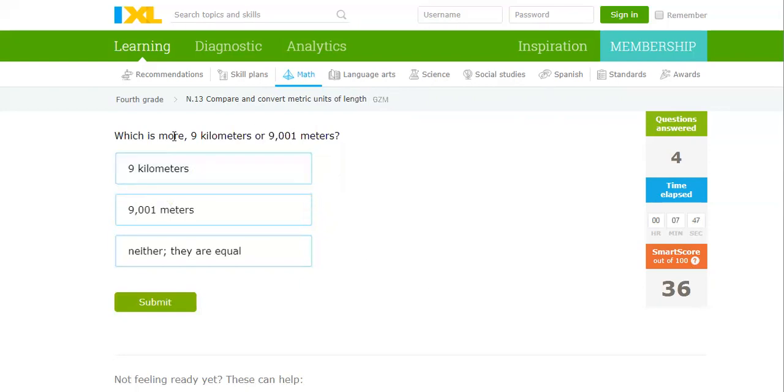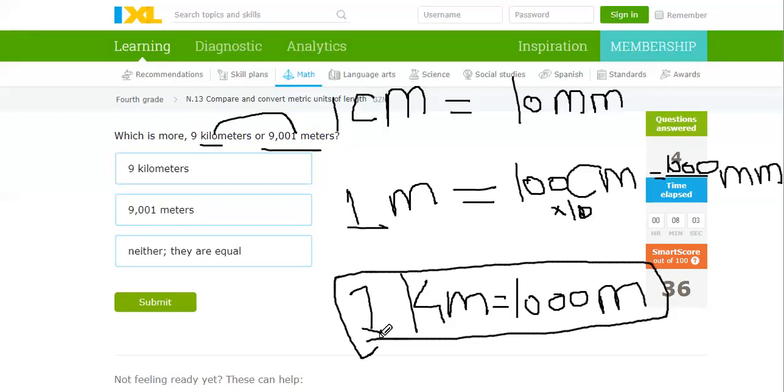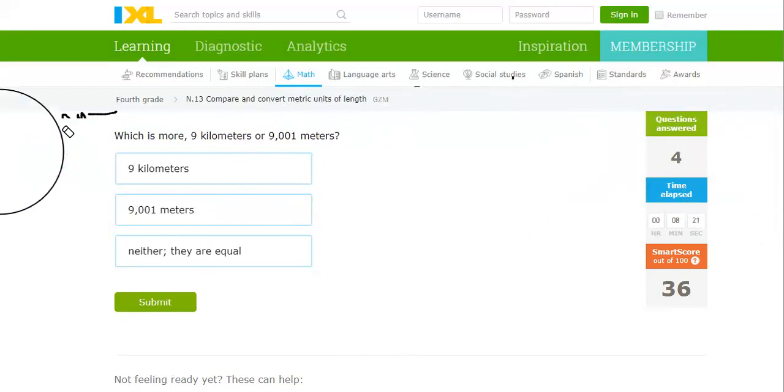No, we will do one more question. Which is more, 9 kilometers or 9,001 meters? What do we know? We know that 1 kilometer is 1,000 meters. So what about 9 kilometers? 9 kilometers equals what? Use the facts which you know.